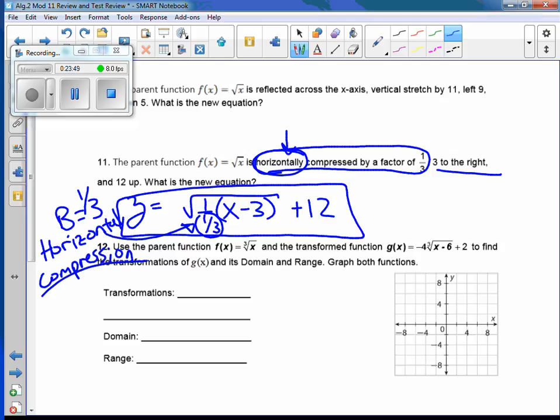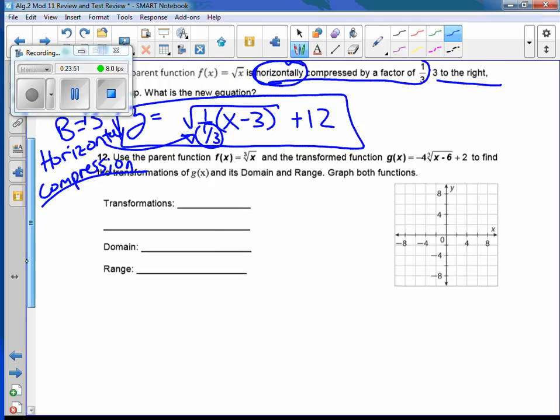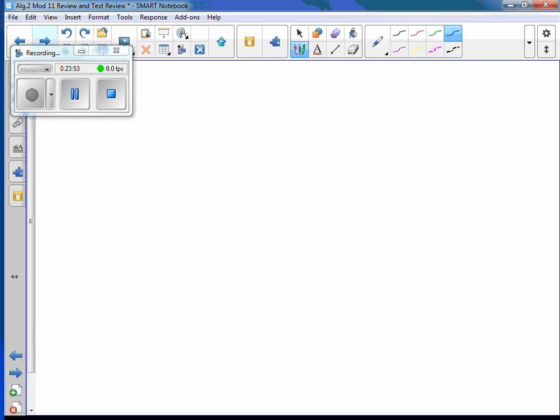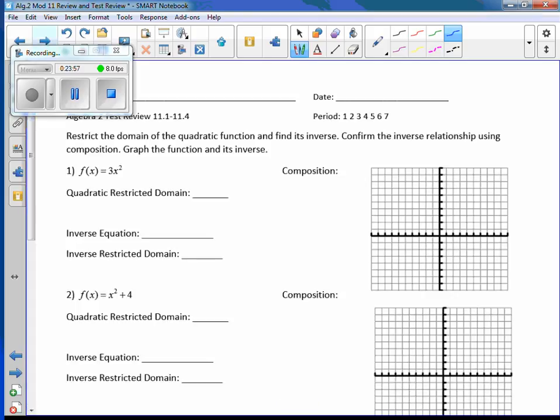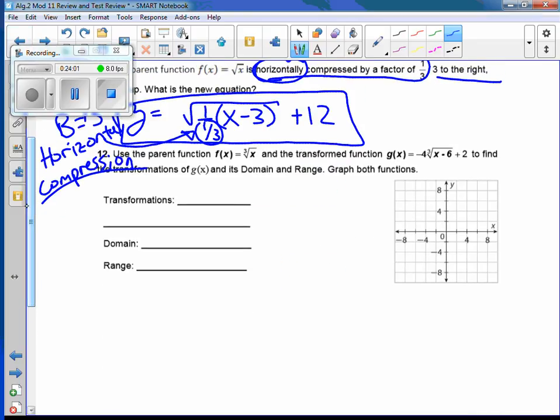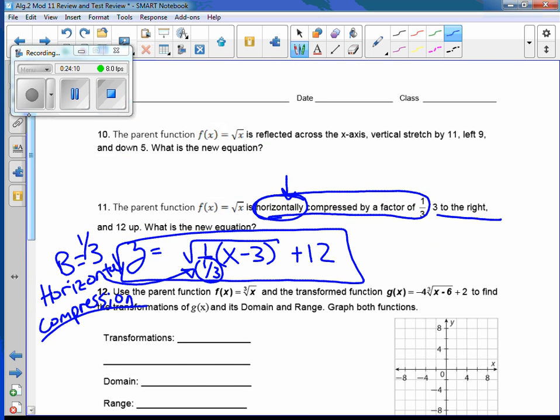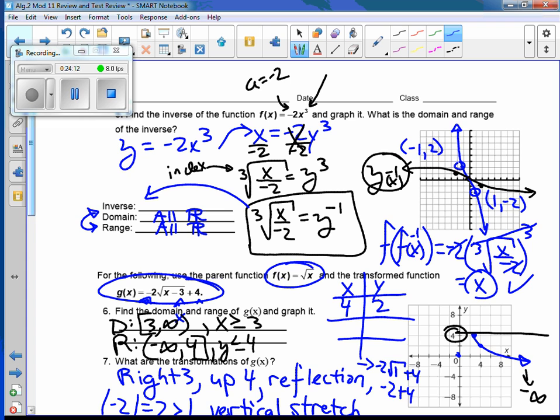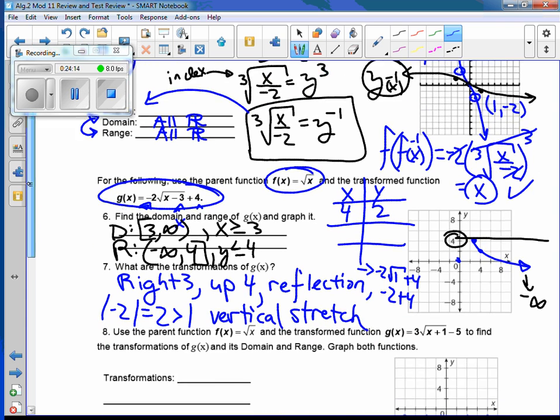All right, so let's see what else we have here. On number 12, and let's see what else we have. Oh, that's the test review. So on the very last one, number 12, it says you have to find the transformations, domain, and range, and this is a cube root function. Now, let's just double check. I'm pretty sure we may have already done this.